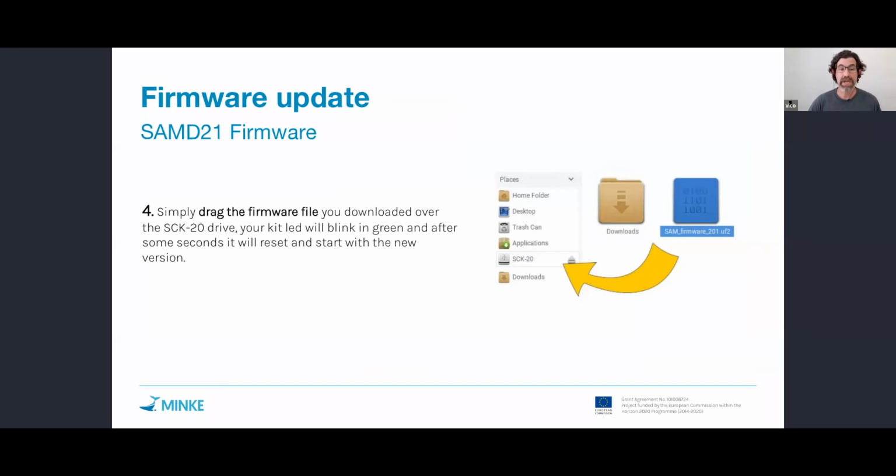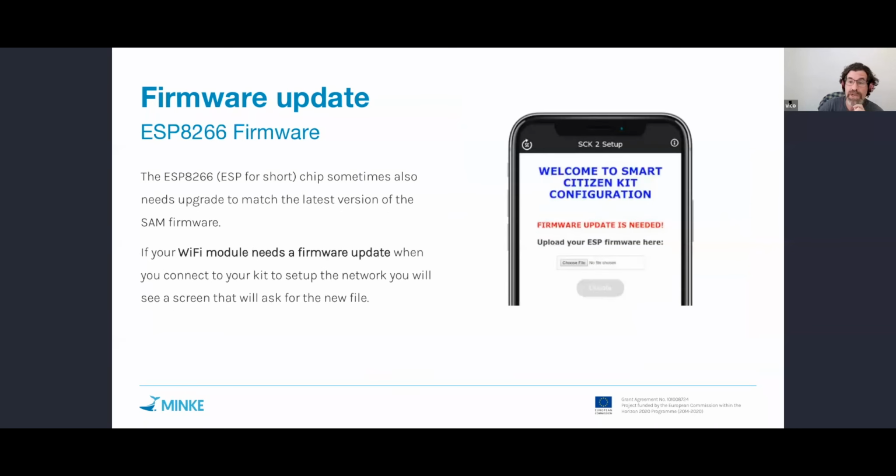Remember that in some cases, the firmware on the ESP chip also changes. So to be sure about that, you can check it on the GitHub page when you download the firmware. If you also need to flash the other chip, they will appear together, both files. And you can also check it by connecting to the kit again, putting it in setup mode, as we explained in the previous webinar, and connecting with your phone or a computer.